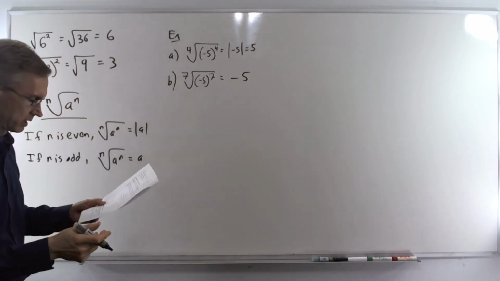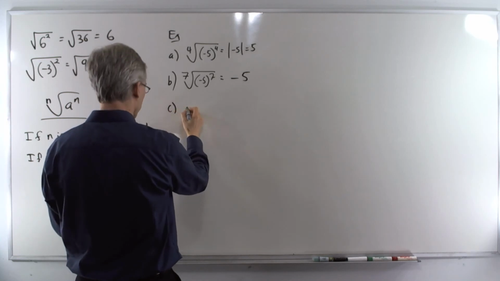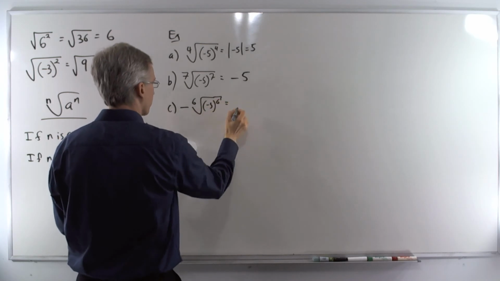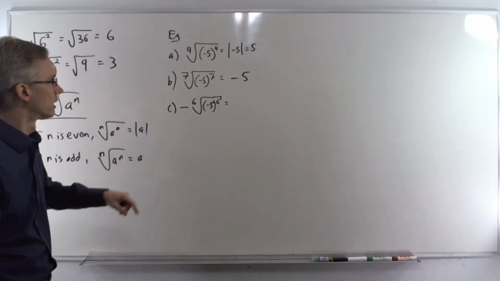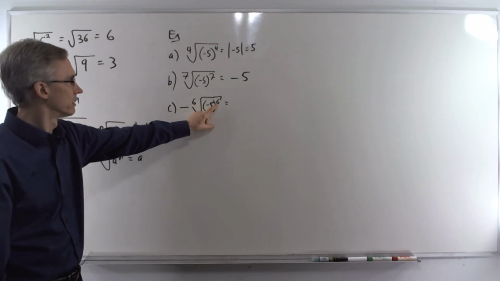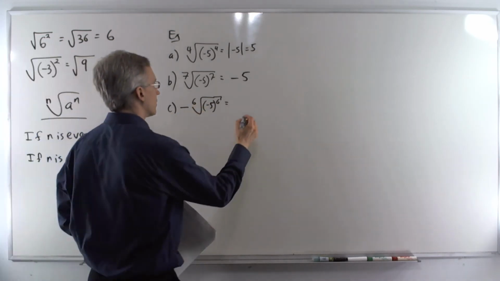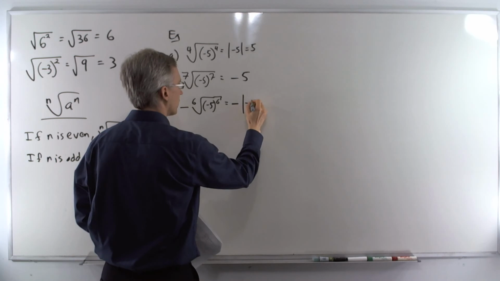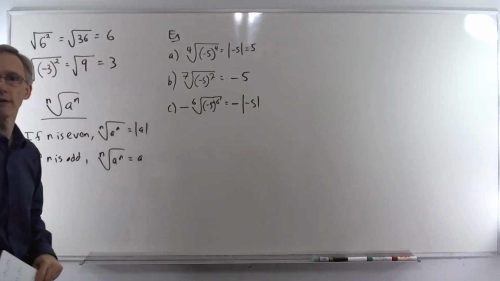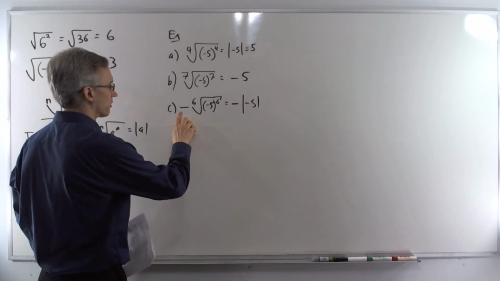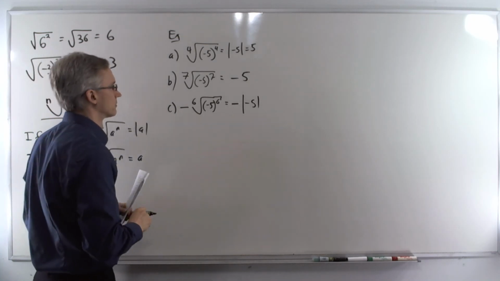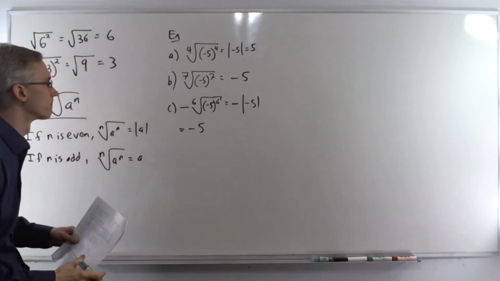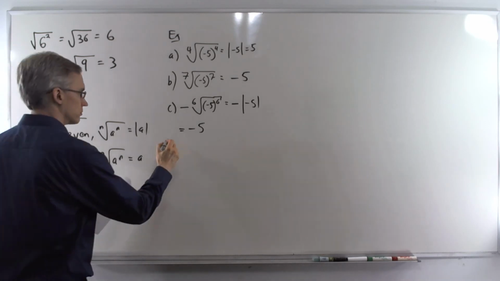And finally, for C, we're going to find the negative sixth root of negative 5 to the sixth power. Now this one here, we have an even exponent and index. So we have to use this one, so the absolute value. So it would be negative absolute value of negative 5. Remember, this negative, we have to keep that here. And that equals negative 5. And that brings us to your turn number 2.